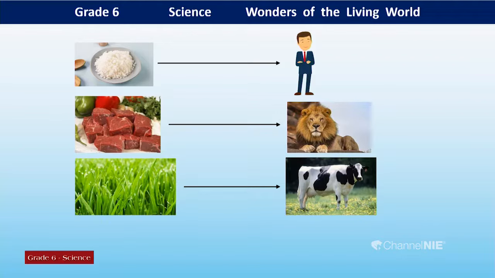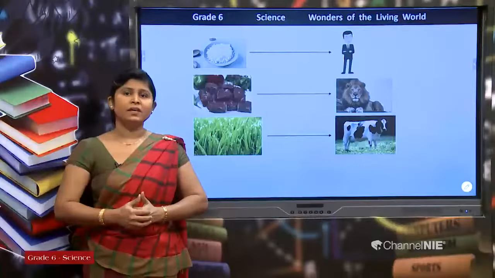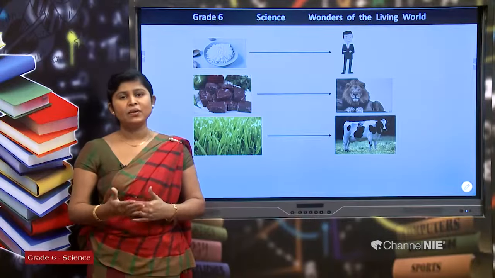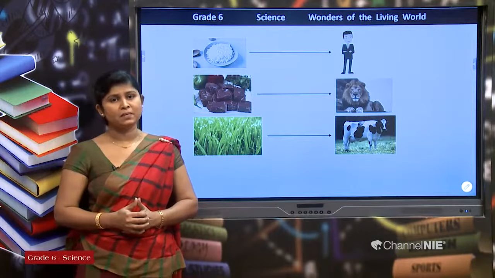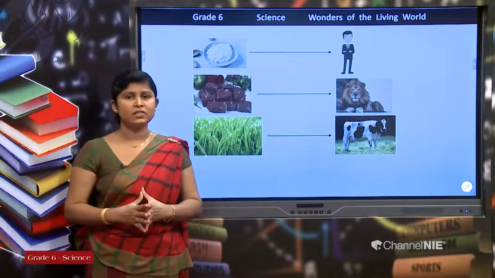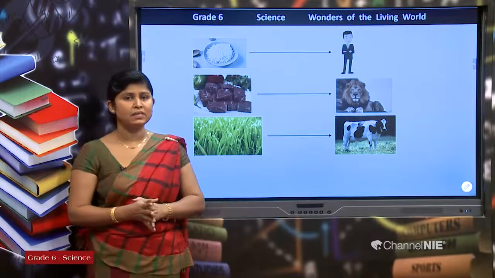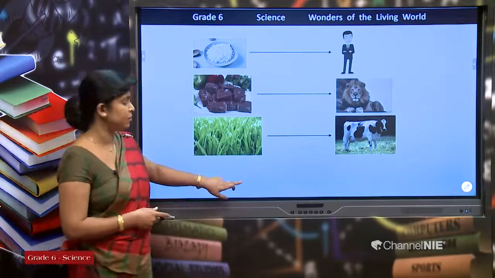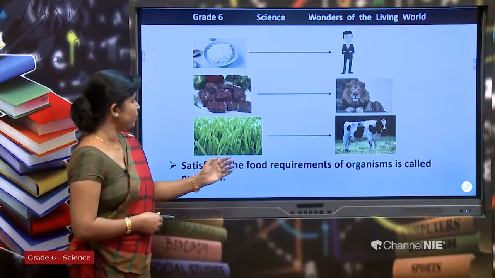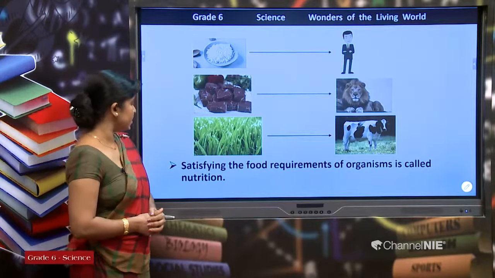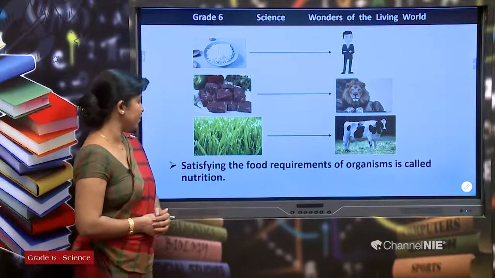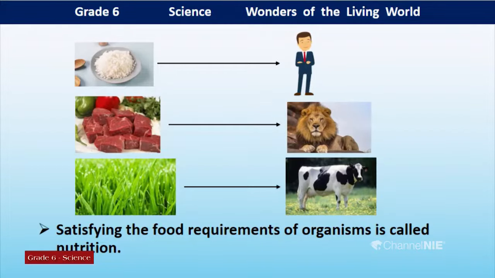You have to understand that the man, lion and the cow are animals and they depend on different types of food. My dear children, the animals need to satisfy their food requirements. That is known as the nutrition of animals. The nutrition is a common feature for both plants and animals. We will see more about nutrition. Satisfying the food requirements of organisms is called nutrition.